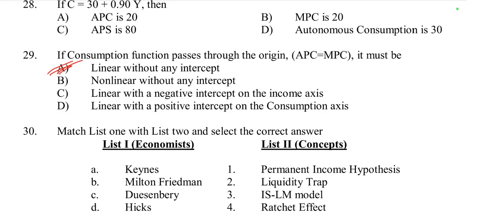The slope of the consumption function is MPC, marginal propensity to consume. The general form of a linear consumption equation, just as in the previous equation we discussed, is C equal to A plus BY. Here C is consumption, B means the slope or MPC, Y is the national income, and the constant A represents the vertical intercept. So this is linear without any intercept if the consumption function passes through the origin.